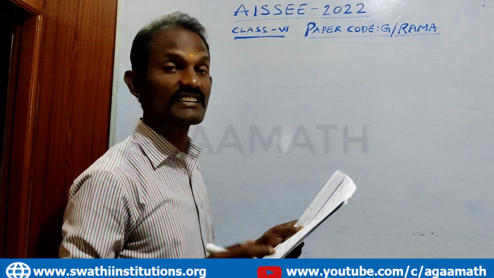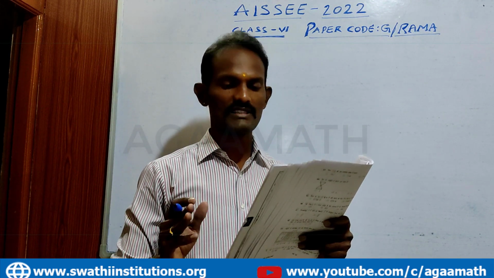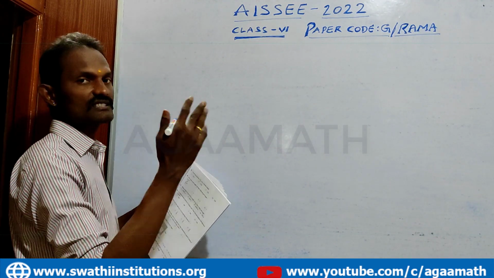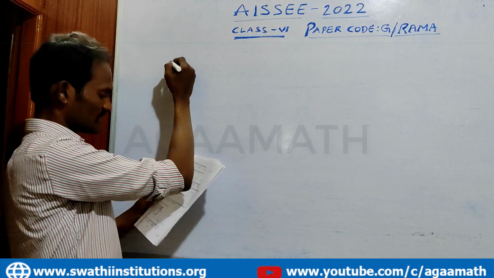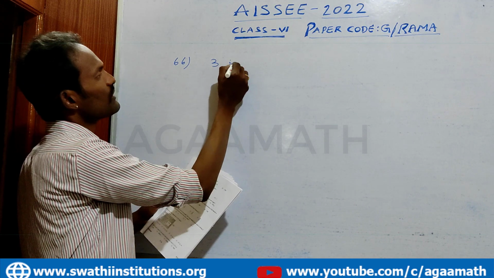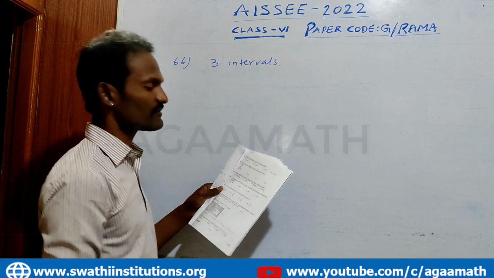A webinar has 3 intervals of 5 minutes each. What is the total duration of intervals in seconds? So how many intervals does a webinar have? 3 intervals. That is question number 66. So 3 intervals you have. Each interval has 5 minutes.